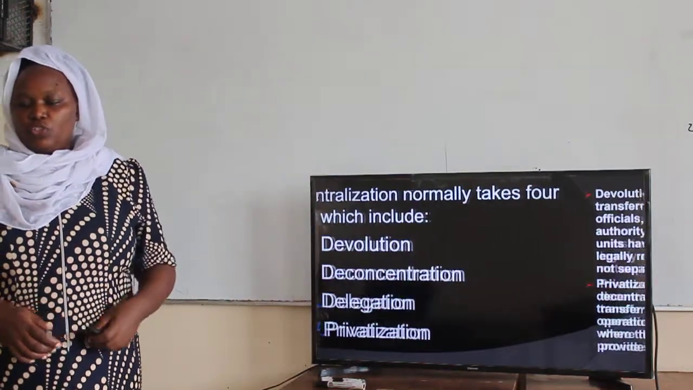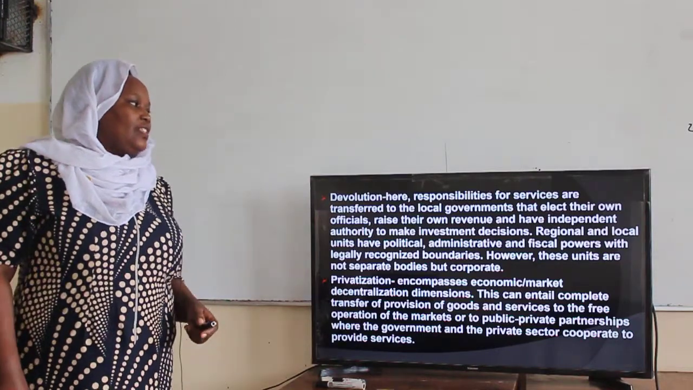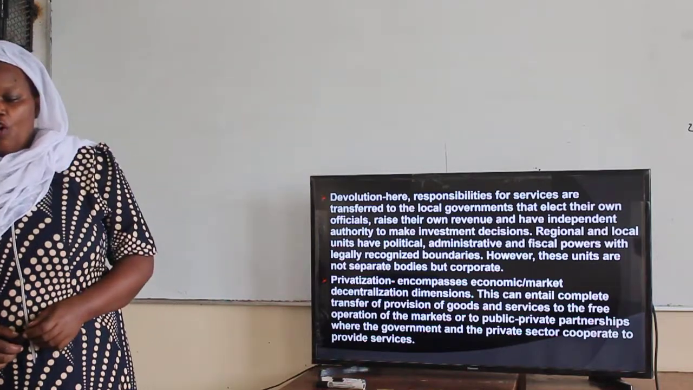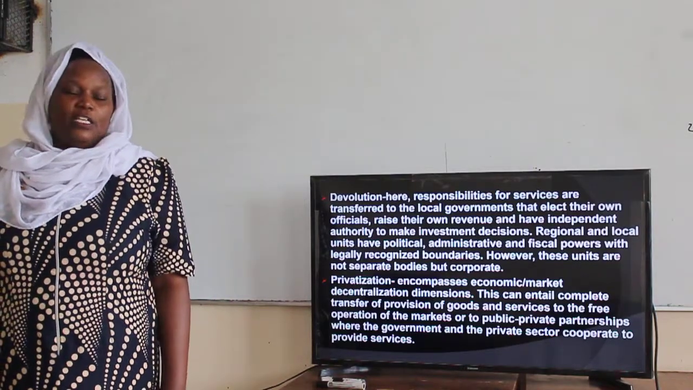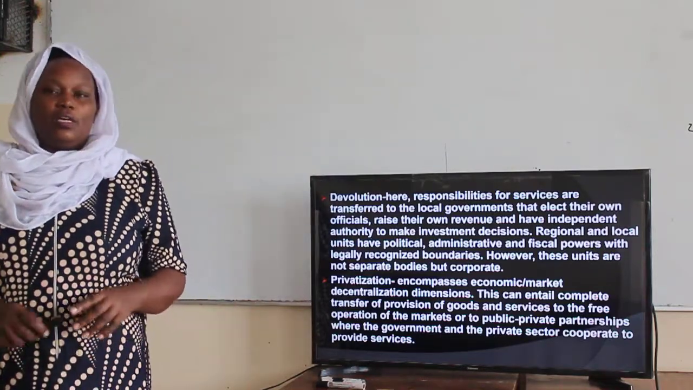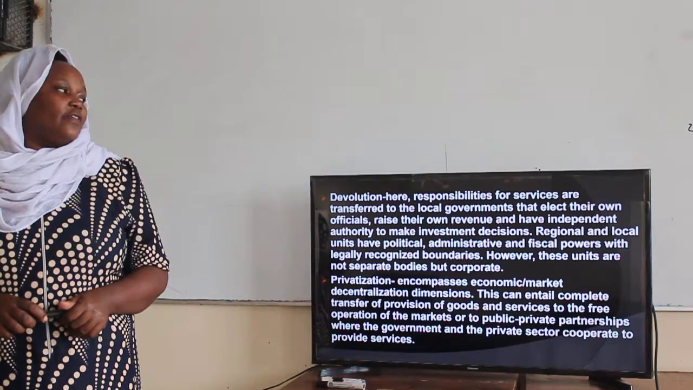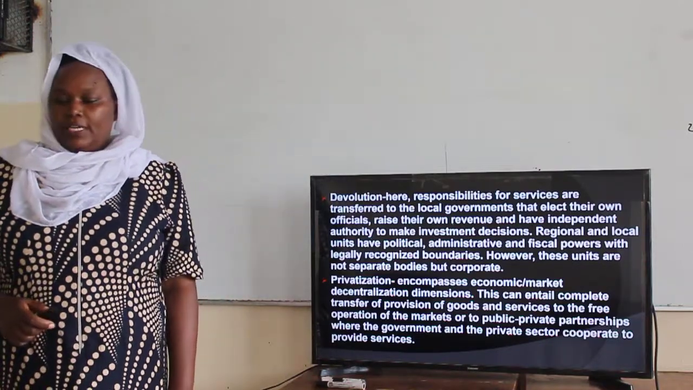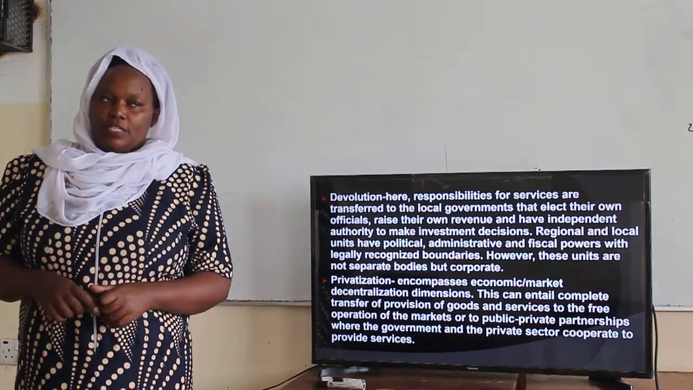When we talk about devolution, responsibility for services is transferred to the local government that elects its own officials, raises its own revenue, and has independent authority to make investment decisions. Regional and local units have political, administrative, and fiscal power within legally recognized boundaries. However, these units are not separate bodies, but corporate bodies.